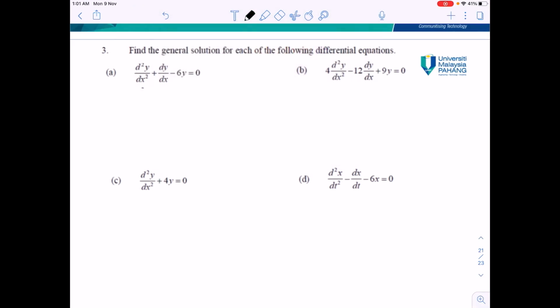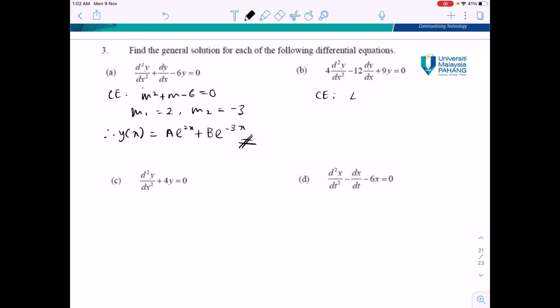Okay, let's say this one. m squared plus m minus 6 equals 0. Use your calculator: 1, 1, minus 6. You will have m1 equals 2, m2 equals minus 3. So this is case number 1. You don't have to write the number of the case. Just write the general solution, which is a e^(2x) plus b e^(-3x). Just that.